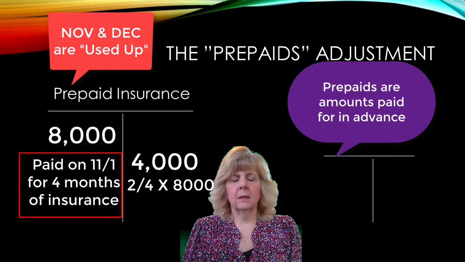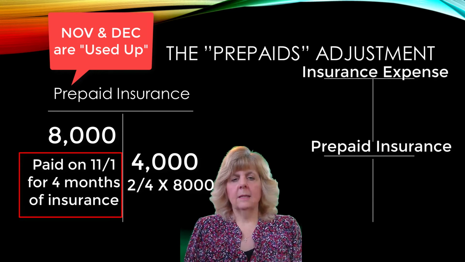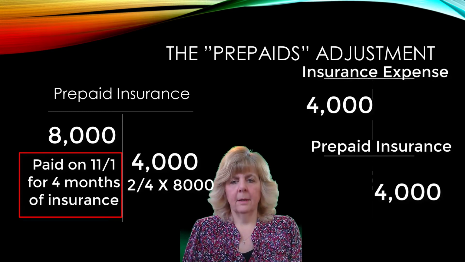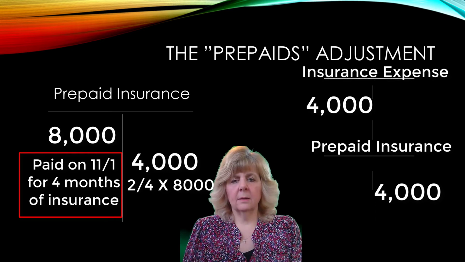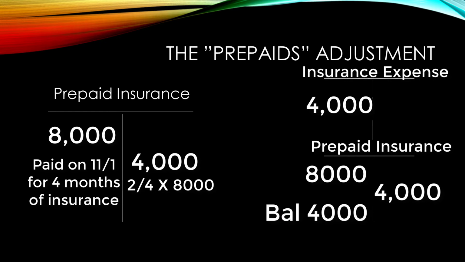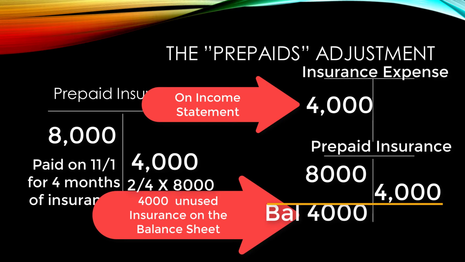So the adjustment that we need to make to record this amount used up is a debit to insurance expense and a credit to the prepaid insurance account. There's many kinds of prepaids. The adjustment works the same. This adjustment ensures that there is $4,000 of expired costs for insurance on the income statement, and notice there's still $4,000 of unused costs sitting in the prepaid insurance.